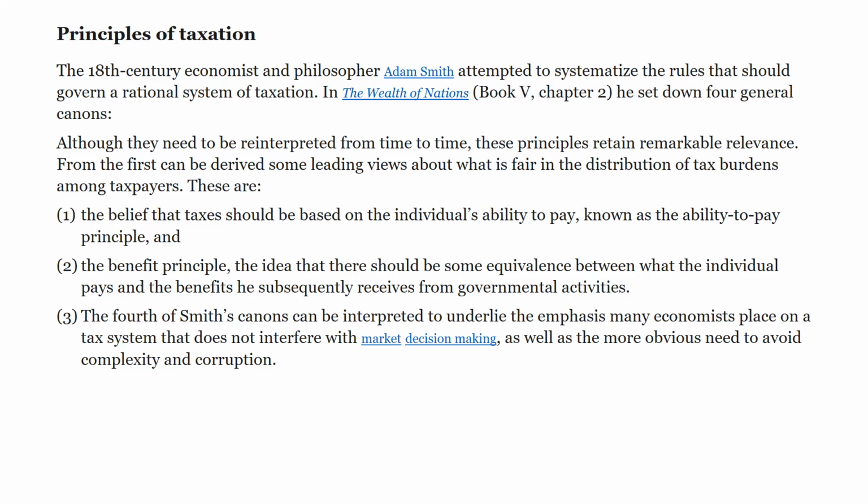So the first principle is the ability to pay principle, which the government has to look into because it is a basic and fundamental principle. And the second one, the government should provide some amount of equality between government services and the amount of tax received. Then the third one, the taxation system should not interfere with market decision making, such as price decisions, product decisions, output decisions, and demand decisions. These should not be affected because of the taxation system.